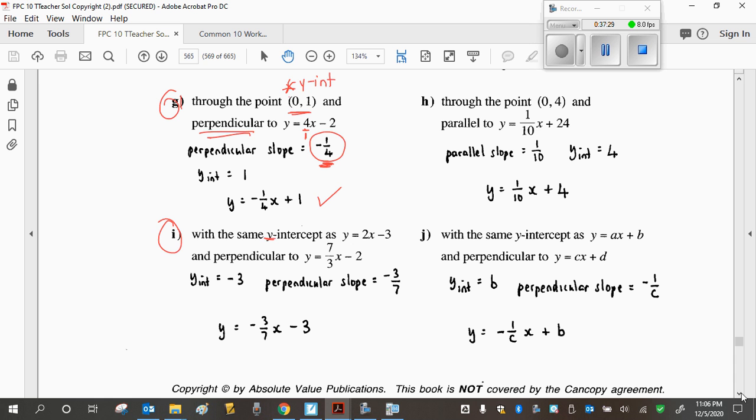Same y-intercept. Okay, where's the y-intercept part? That's the part you care about in this. And then it says perpendicular, so you care about the slope, but you also have to do the negative reciprocal, which is right there. Now we've got to combine these two into an equation. Y equals -3/7x, subtract 3.